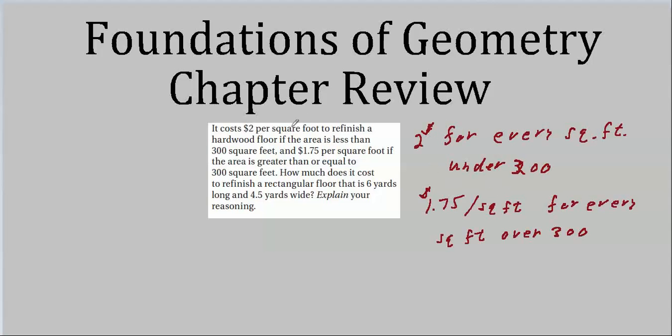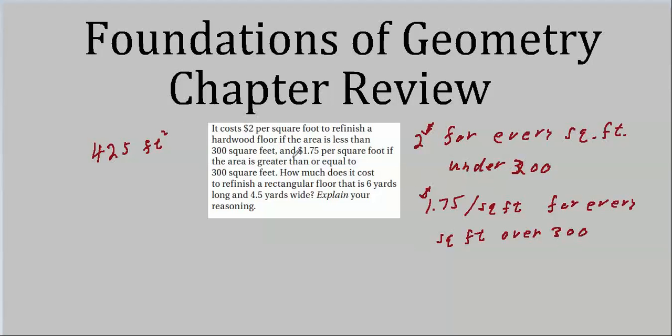Here, for the sake of working this problem differently, let's suppose that this thing was bigger. I'm not even going to worry about the dimensions. Let's say that we just wound up with 425 square feet. And suppose the problem had been written this way: $2 for every square foot under 300, $1.75 per square foot for every square foot over 300.